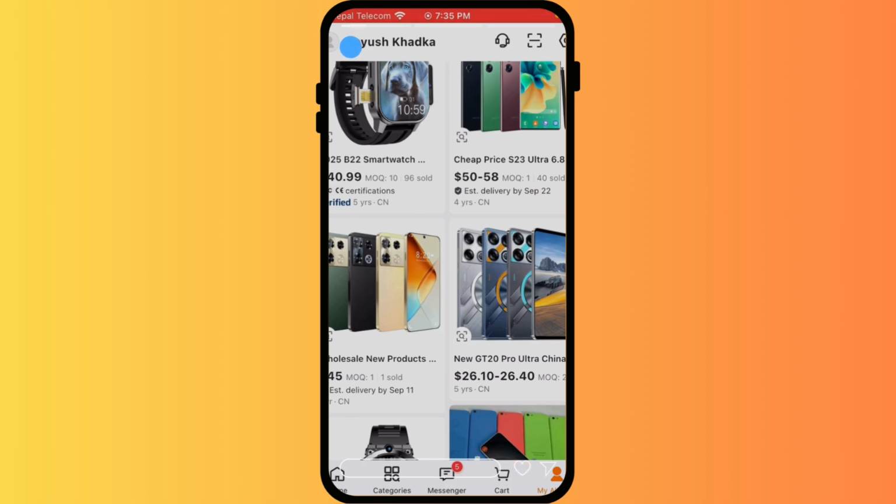In the dispute form, you'll need to explain the problem and provide evidence. This could be a picture or video of the damaged or incorrect product. The more evidence you have, the more likely you are to win the dispute. Be clear and honest about what the problem is.